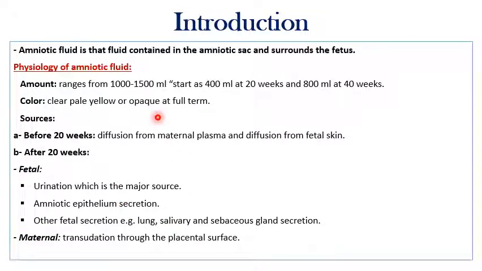Again, the amniotic fluid is that part contained inside the amniotic sac surrounding the fetus. This fluid is formed earlier, before 20 weeks, by maternal transudation from the maternal plasma and the fetal skin, and after 20 weeks formed mainly by the fetus, and the main source of amniotic fluid after this gestational age is urination of the fetus or fetal kidney. So by logic, if there is fetal abnormality or anomaly or renal troubles, it actually affects the amount and subsequently functions of amniotic fluid.